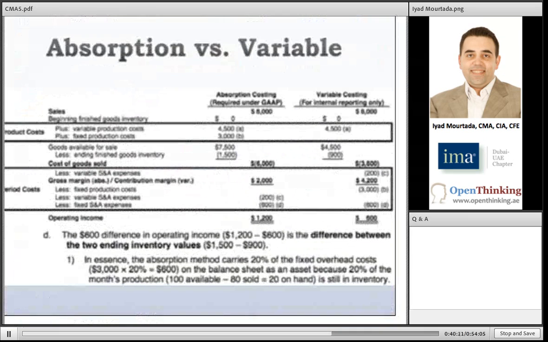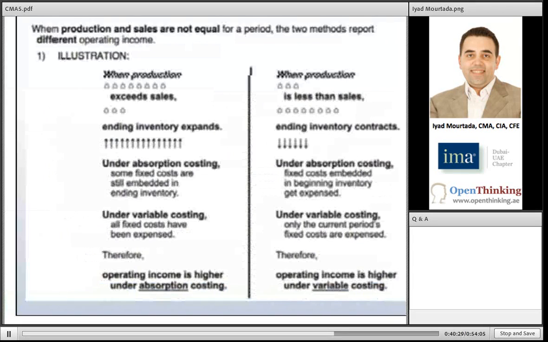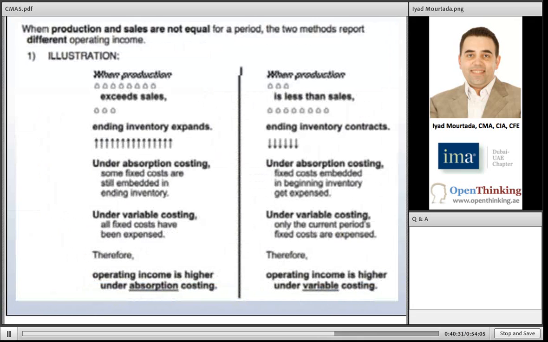Absorption and variable costing. When we look at absorption, all the cost of manufacturing is going to end up in the cost of production. And for variable costing, just the variable cost is considered cost of production. So here is another example. When production increases, what will happen? When production is exceeding sales, the inventory will expand.